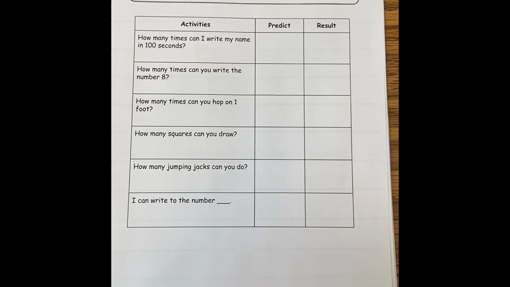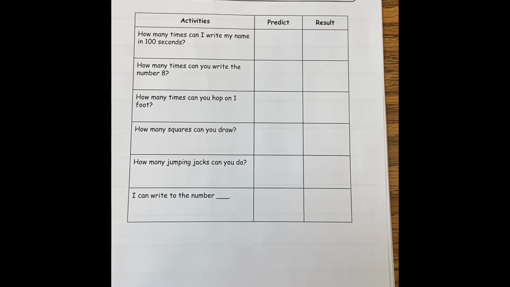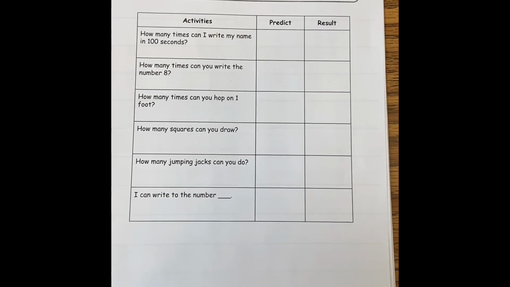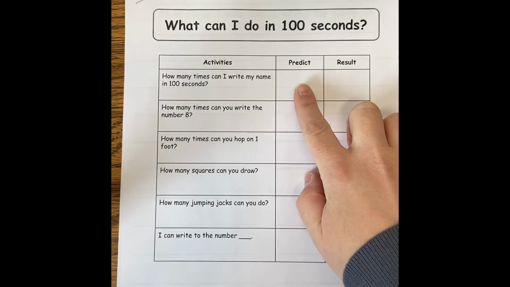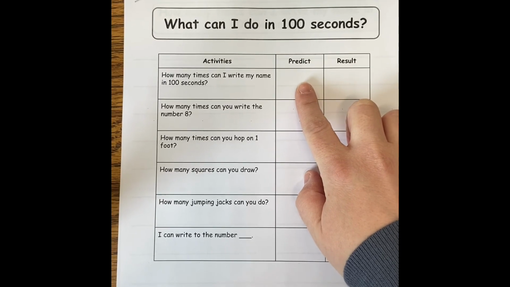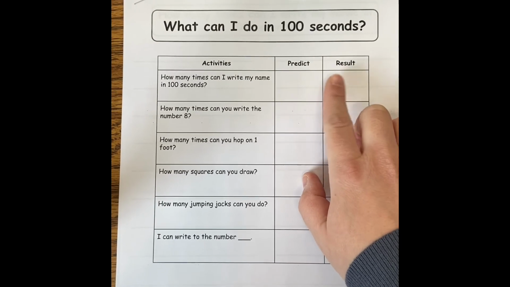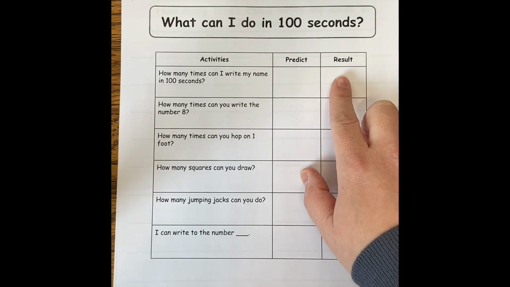And the first thing that we're going to do is the "What can I do in 100 seconds?" So the first one says, how many times can I write my name in 100 seconds? So right here, you're going to write how many times you think you can write your name. Then we're going to do the activity, and then you'll write how many times you actually wrote your name, okay?